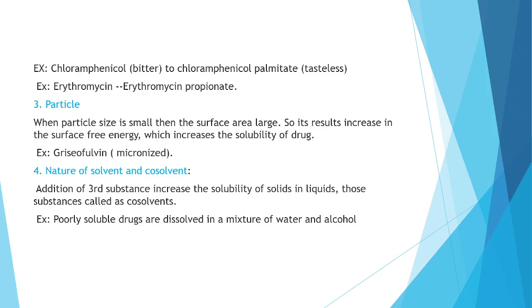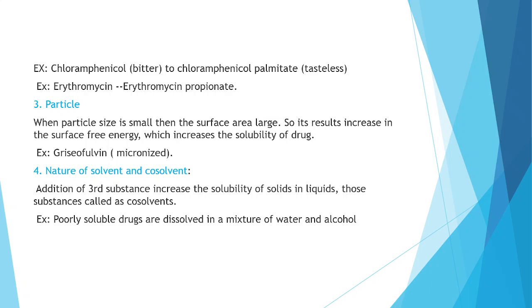The example is chloramphenicol. It's bitter in taste. So now we are converting it into chloramphenicol palmitate. So it's tasteless now. So anyone will prefer to have this substance since it's not bitter. So we are converting into another form. So erythromycin is converted into erythromycin propionate.